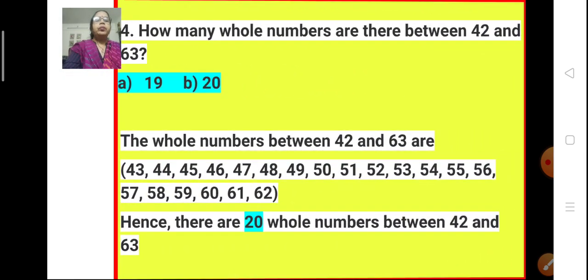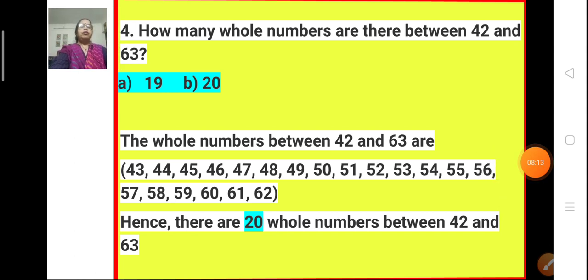Now, question number 4. How many whole numbers are there between 42 and 63? You can see the answer here. From 43 you start counting, 43, 44, 45, 46, 47 and go on till 62. These are the numbers between 42 and 63, and how many of them are there? You can count and find that they are 20. So, which is the right option? B is the right option.